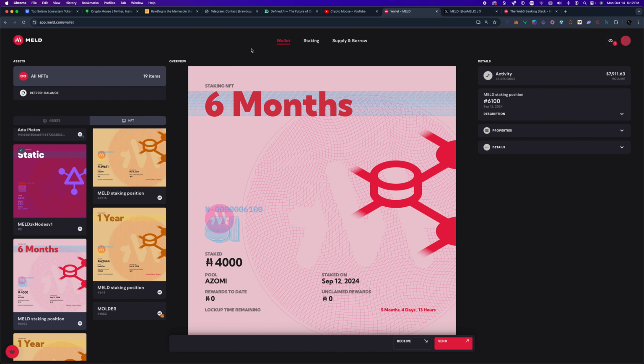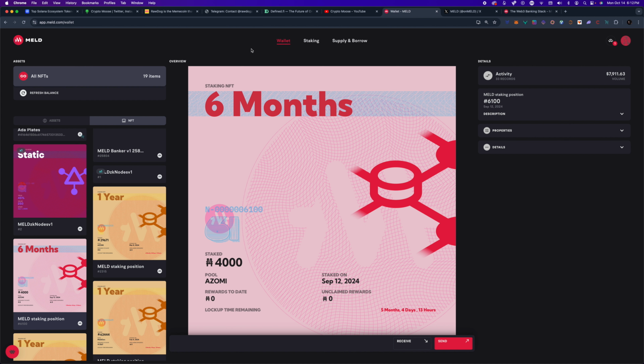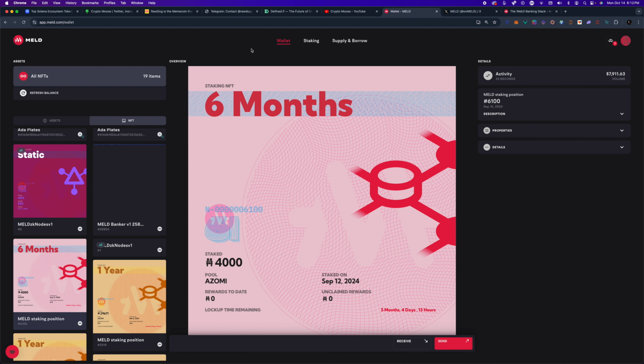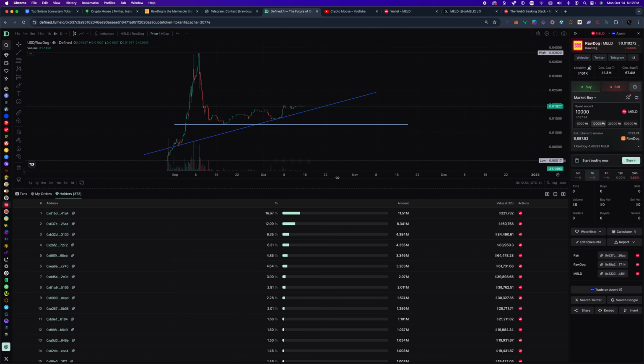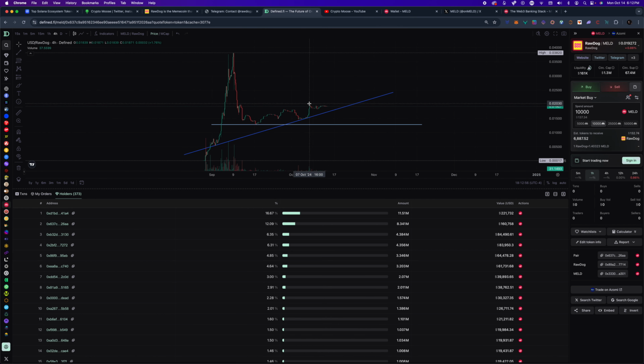Not only are they a layer one, but they are a fast layer one, and they support the top six leading blockchains, including Bitcoin, Ethereum, etc. When MELD begins to thrive, it's my opinion that RawDog will pump.